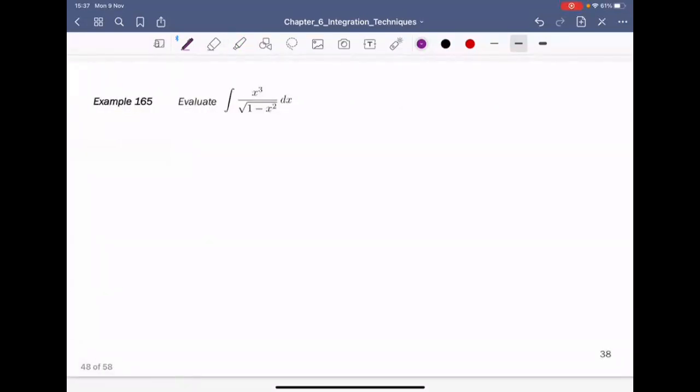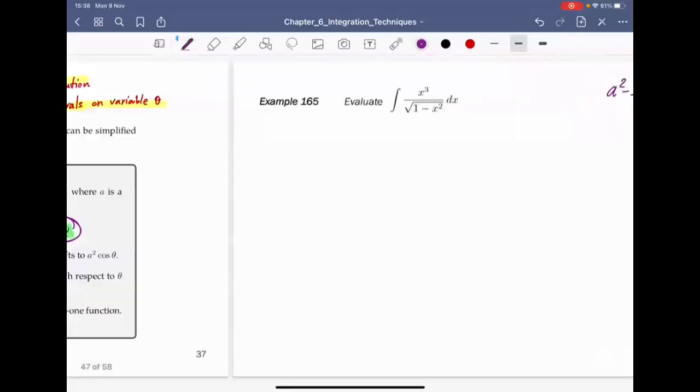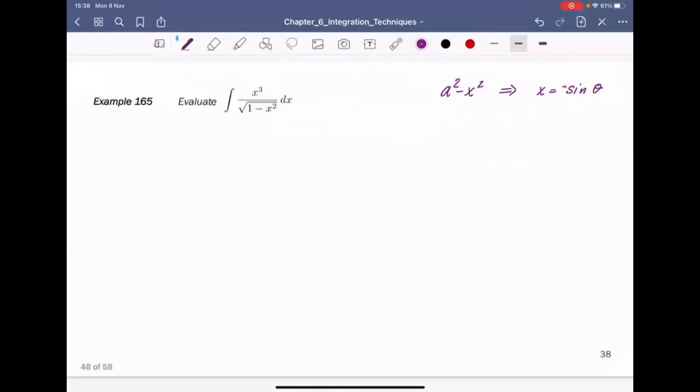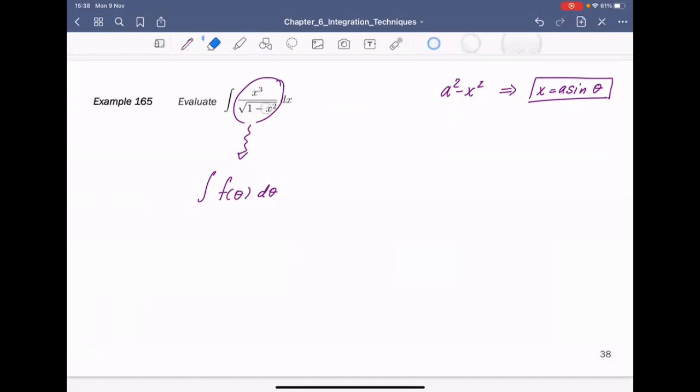So 165, you can see, hey, I have this. The idea is every time you see a squared minus x squared, you can do a substitution by letting x equal to a times sine theta. When you do that, it's guaranteed that your integral will reduce to something in terms of theta, and then you integrate with respect to that theta. Well, let's try it.